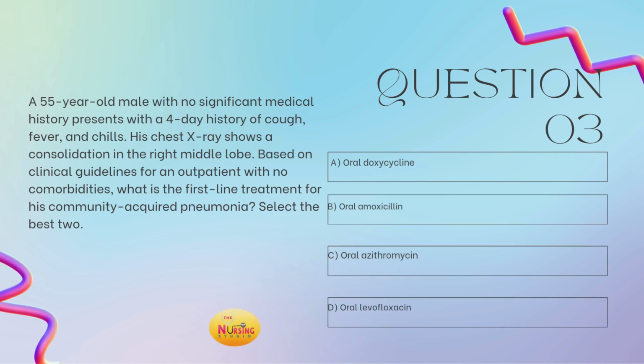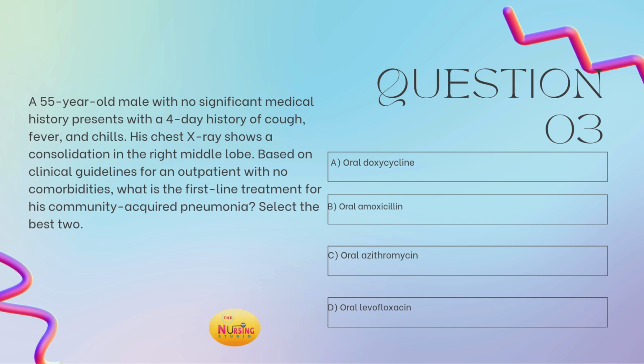A 55-year-old male with no significant medical history presents with a 4-day history of cough, fever, and chills. His chest x-ray shows a consolidation in the right middle lobe. Based on clinical guidelines for an outpatient with no comorbidities, what is the first-line treatment for his community-acquired pneumonia? Select the best two. Is it A, oral doxycycline, B, oral amoxicillin, C, oral azithromycin, or D, oral levofloxacin? Take a moment and tell me what you got, y'all.